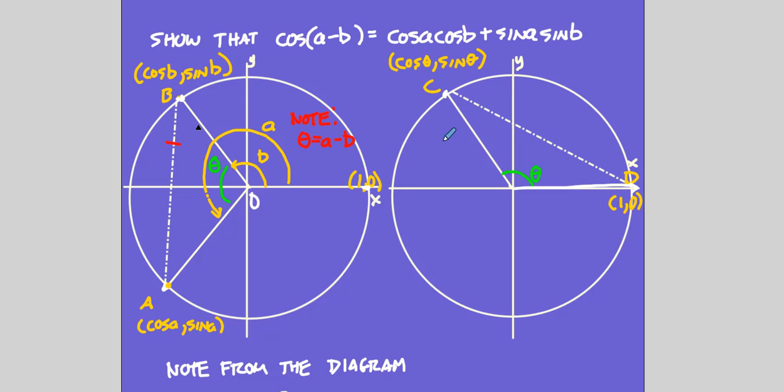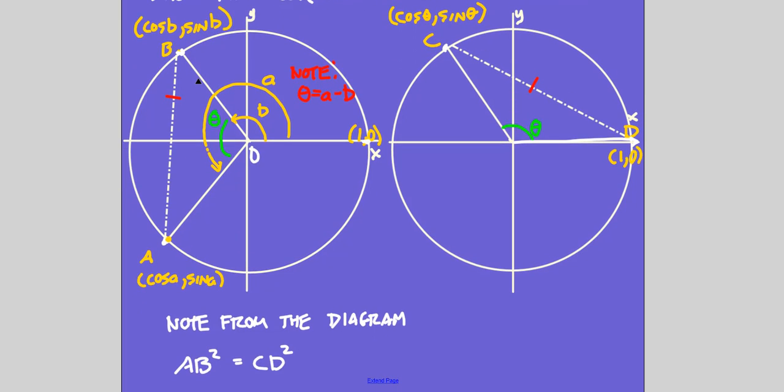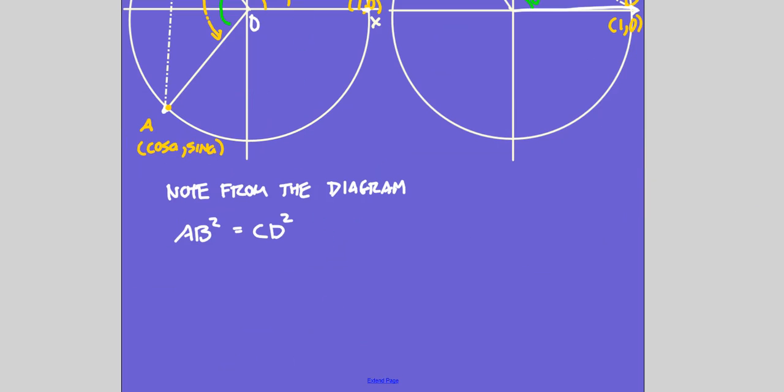So particularly what I'm concerned about here is these two sides, and they're going to be congruent. So I can now say from the diagram that the length of segment AB squared is equal to the length of segment CD squared. From that, now we will use our Pythagorean Theorem distance formula.